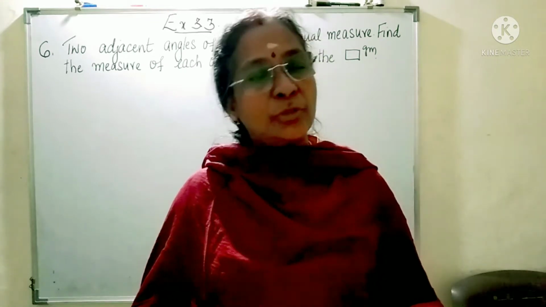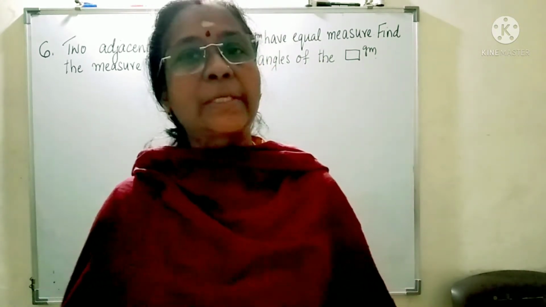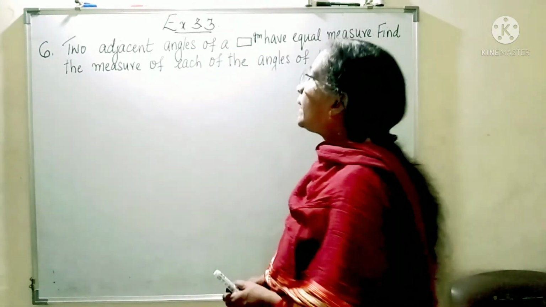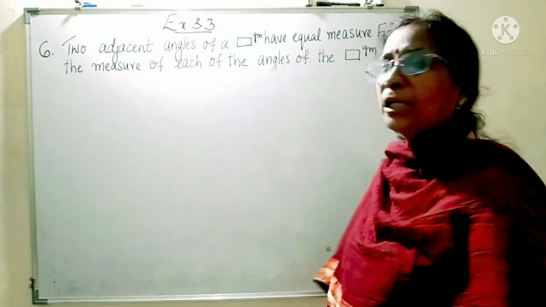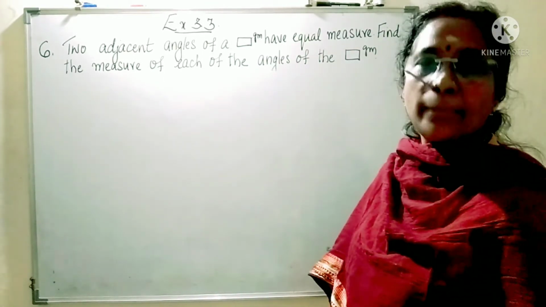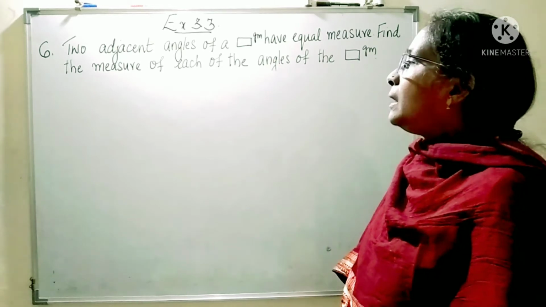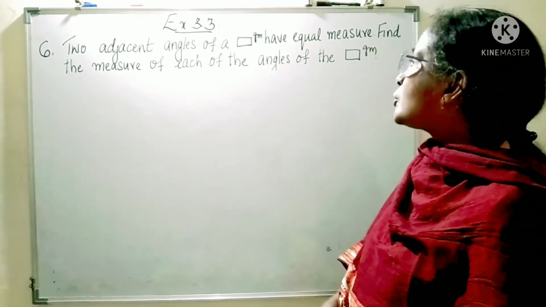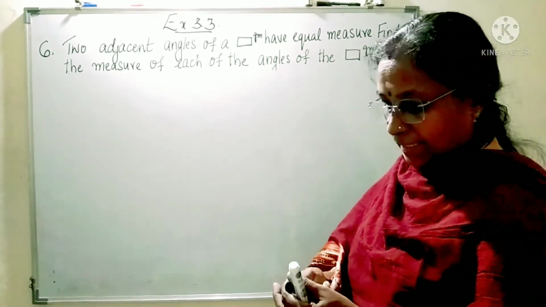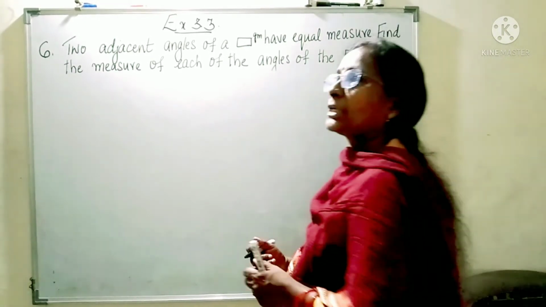Today we will start with question number 6. Let us see the question. Two adjacent angles of a parallelogram have equal measures. Find the measure of each of the angles of the parallelogram. So what information is given?